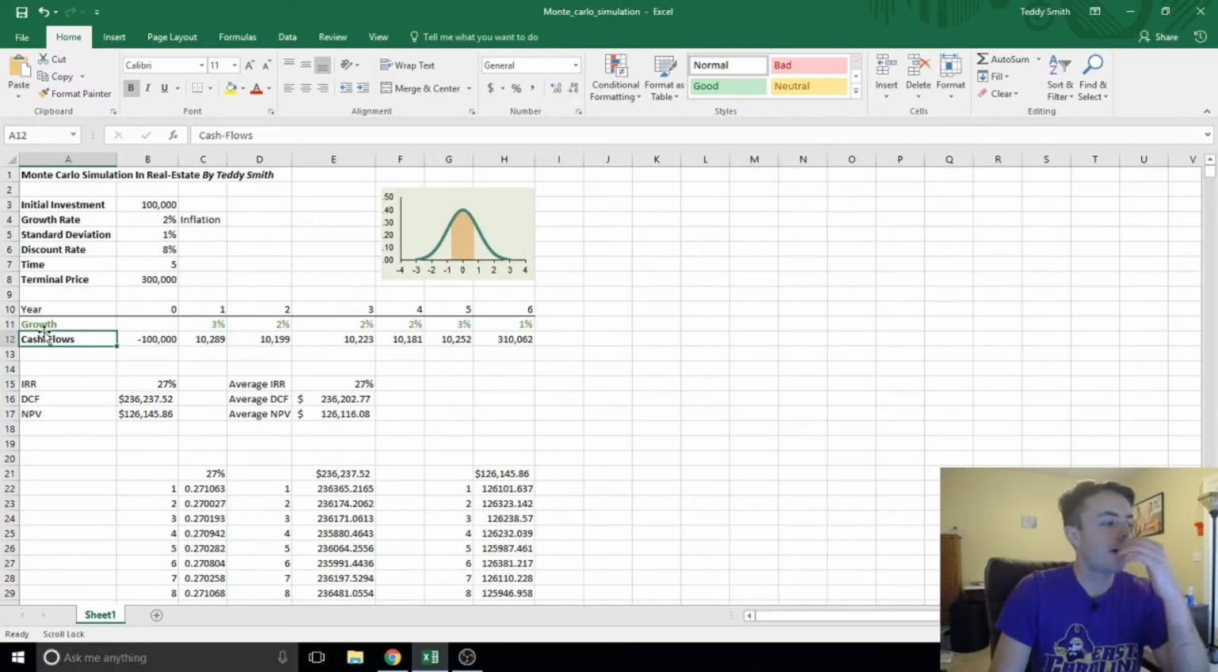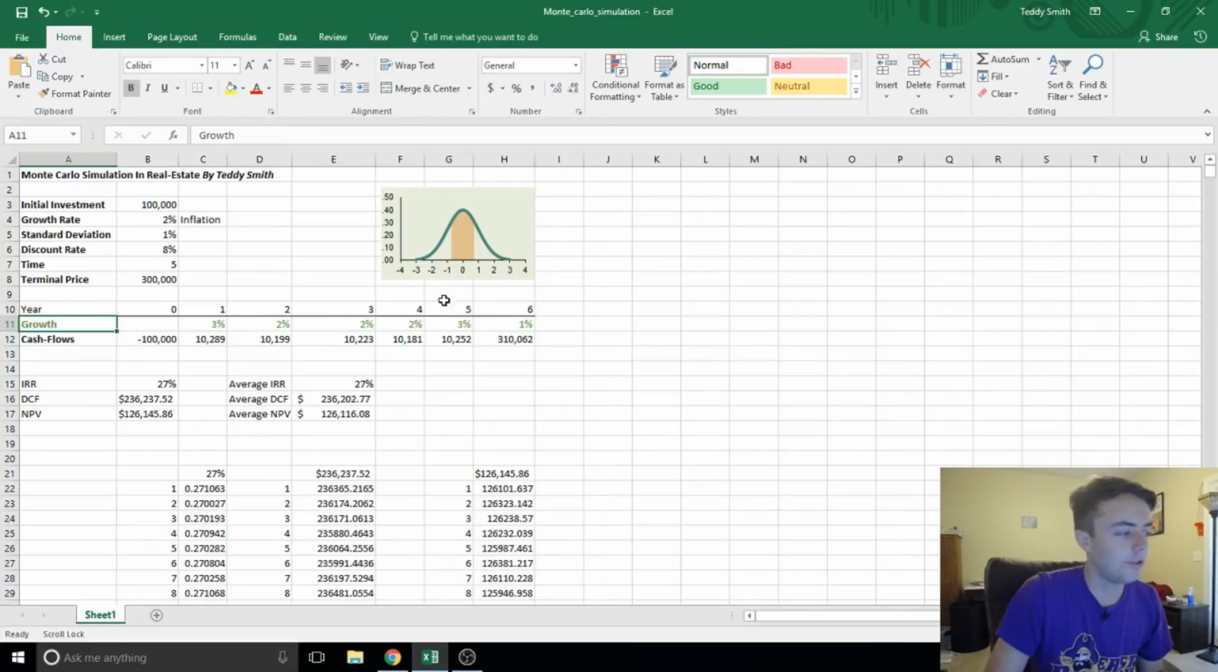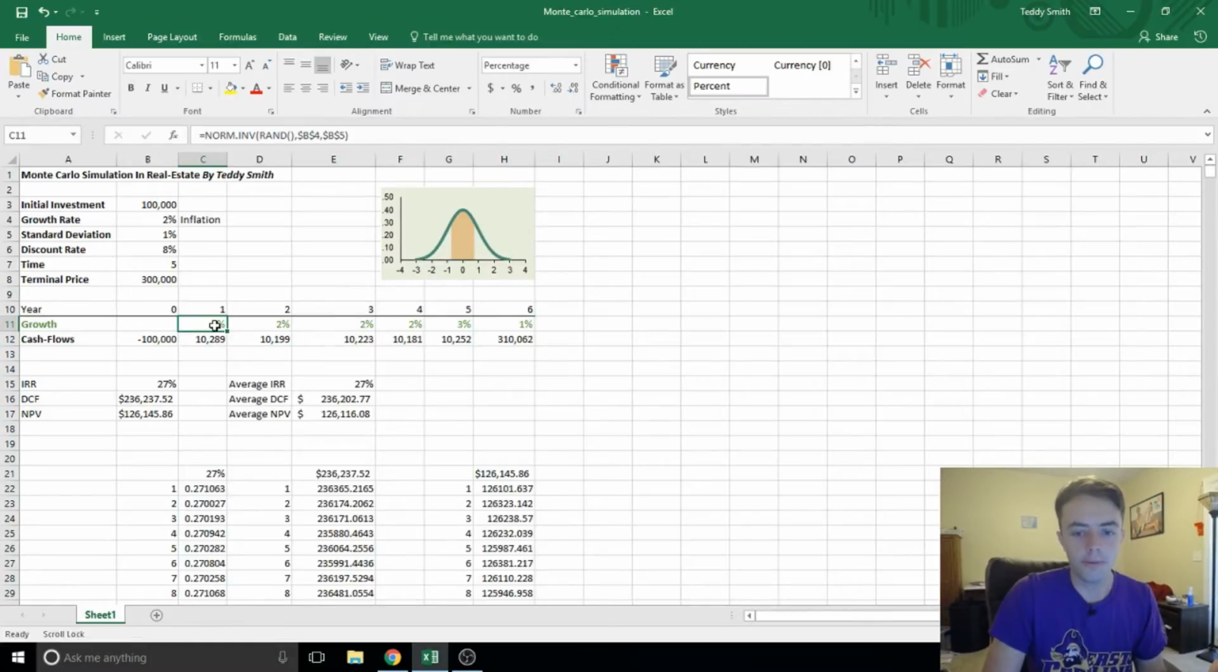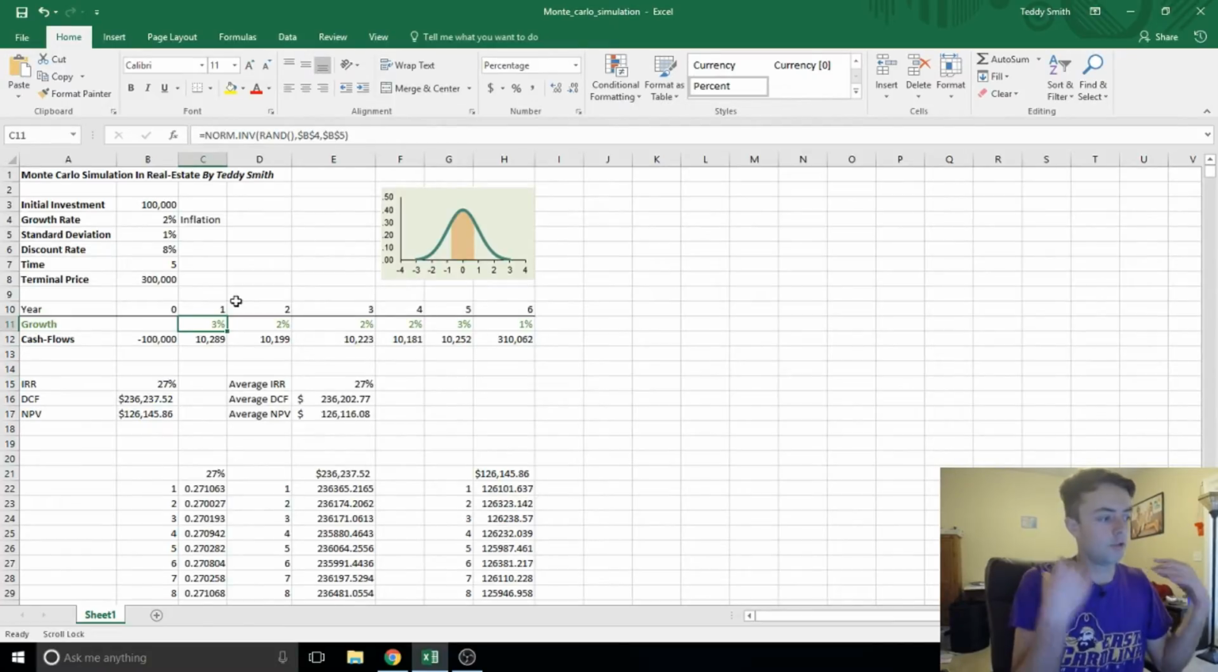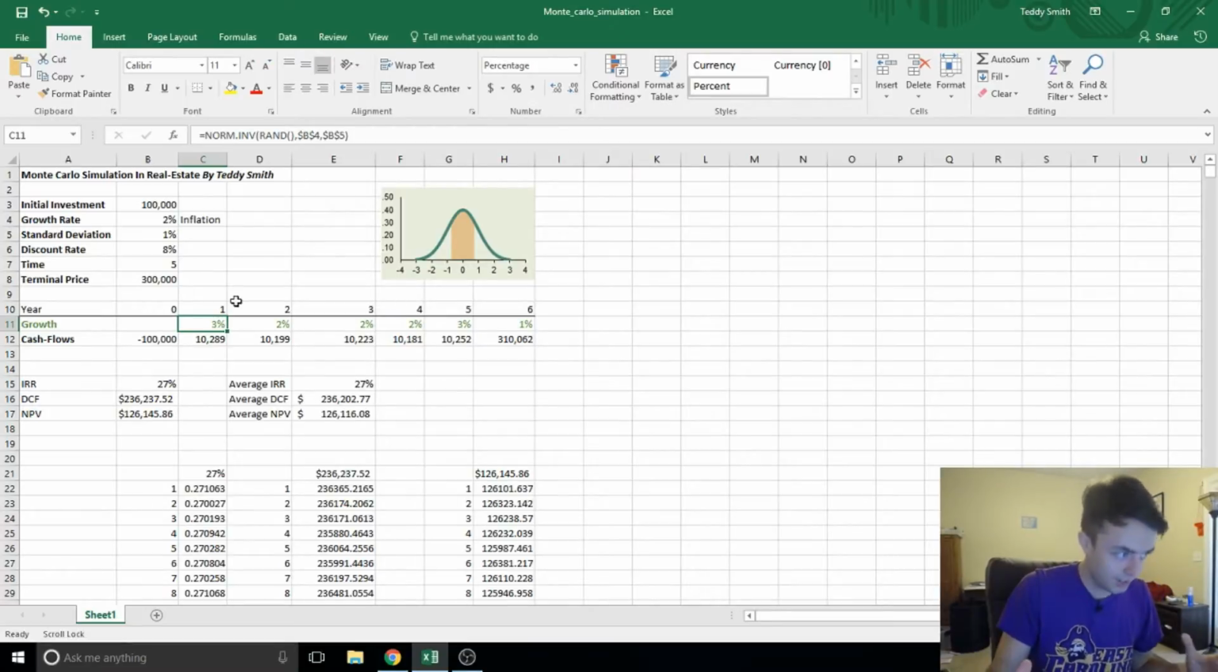Okay, so the Monte Carlo simulation, if you don't pay attention to anything else, just pay attention to this little green line here. This little green line is essentially what the Monte Carlo simulation is going to be manipulating. It's going to make all of these little percent signs go up and down in various average patterns according to this normal distribution curve or bell curve. So what is growth? Well, the growth can be anything. It can be inflation, it could be the market, if you're planning on the market going up or down. Basically, it is the growth of each cash flow over the period of 5 years.